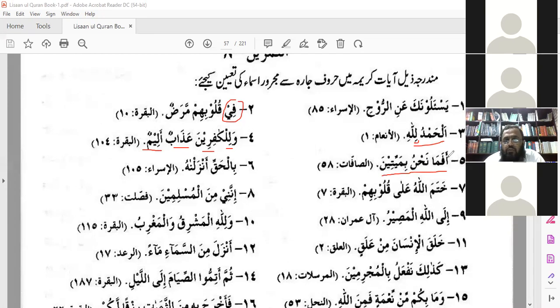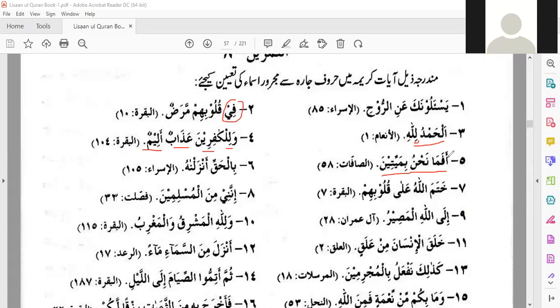Sisters, anyone? Afama nahnu bimayyitina. Bi is harf jar, mayyitina is majroor. Jar and majroor together make shibh jumla, khabar. And nahnu mubtada, with its khabar makes jumla ismiya khabriya.